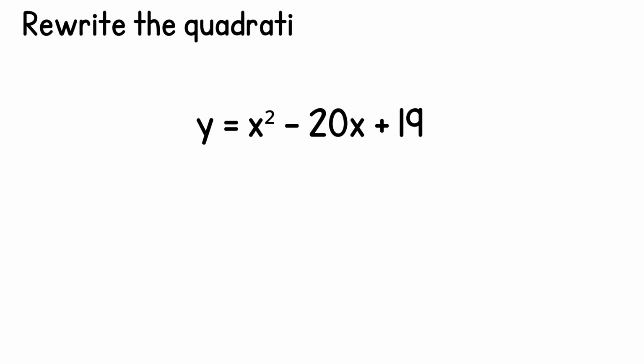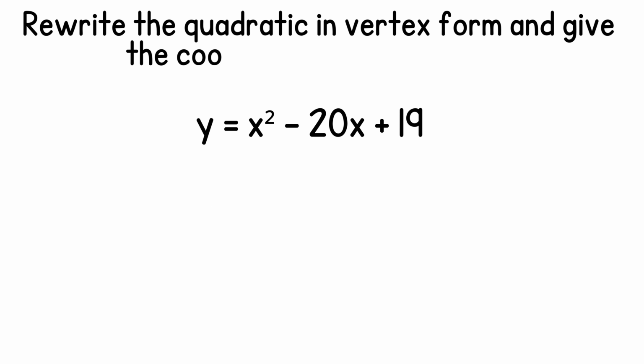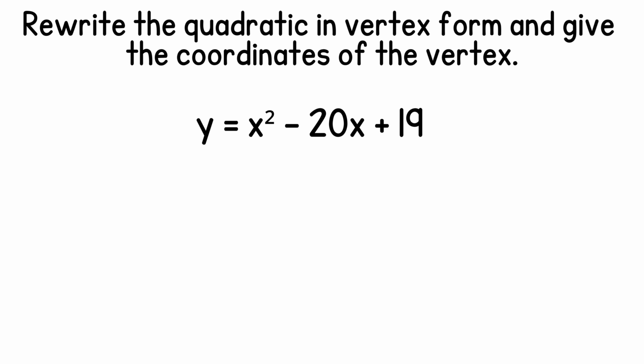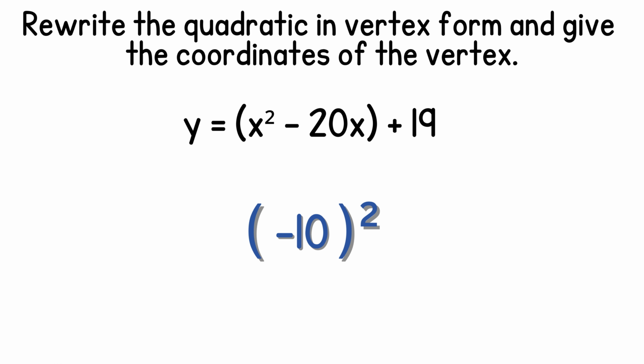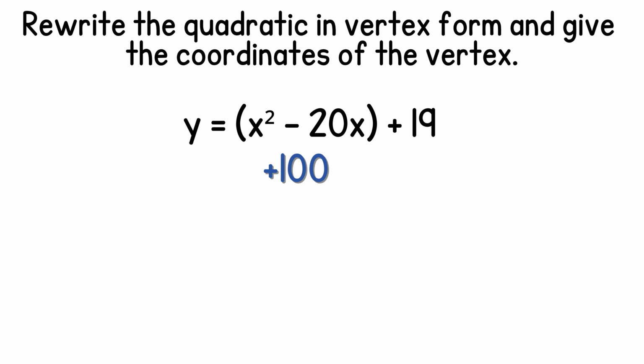In this example, we're going to rewrite the quadratic in vertex form, and then we'll give the coordinates of the vertex. We'll start by grouping our x terms and putting parentheses around them. Now we're going to find the value that completes the square. So we'll take half of b and then we'll square it. b is negative 20, and when we divide that by 2, we get negative 10. Negative 10 squared gives us 100. So we're going to add 100 to the parentheses and subtract it from the constant.